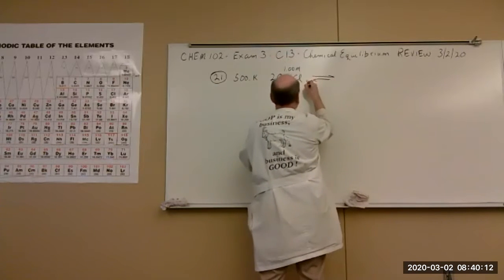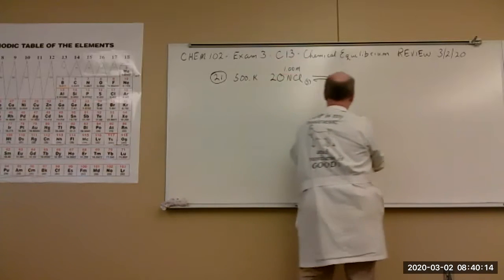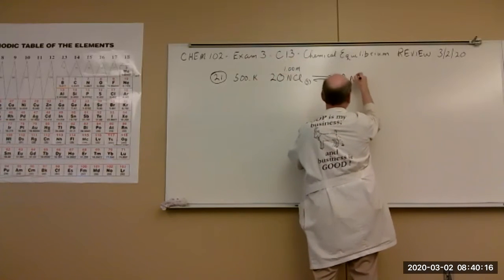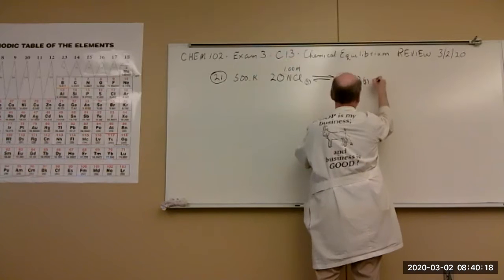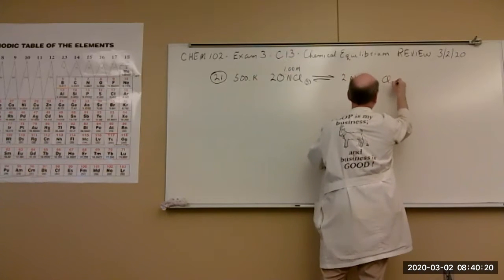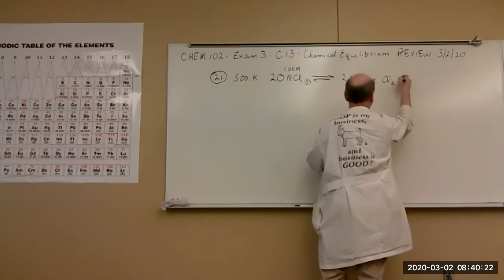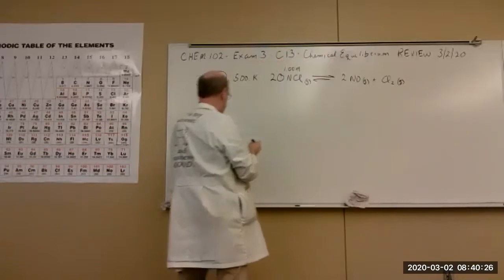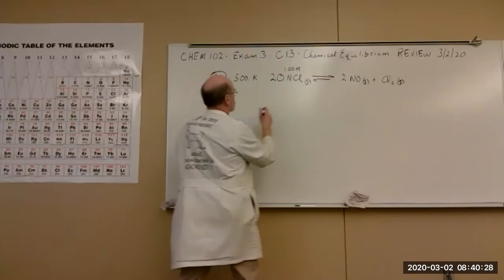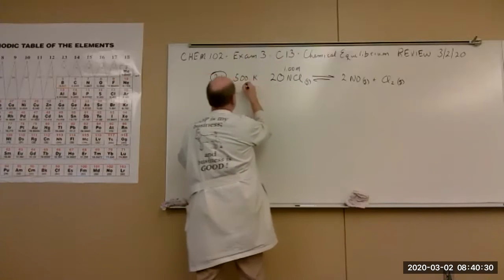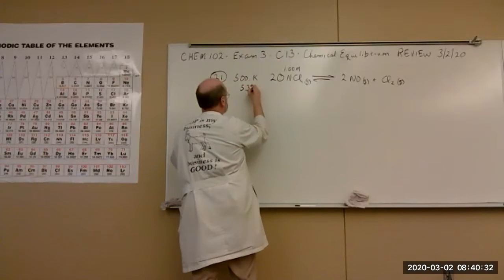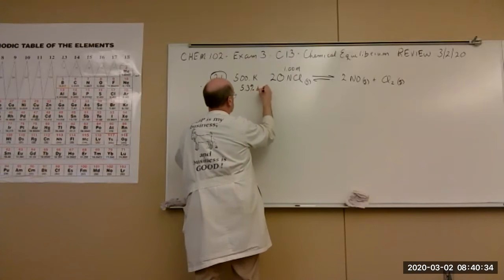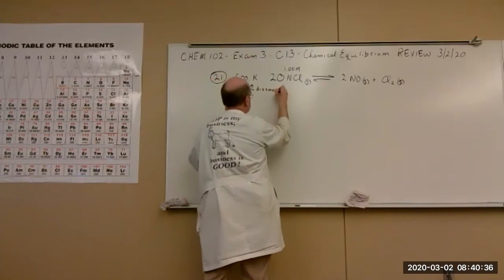As a gas. And it makes this gas plus this gas. Okay. Determine the equilibrium constant. Okay, we're also given 5.3% dissociated. 5.3% dissociated.